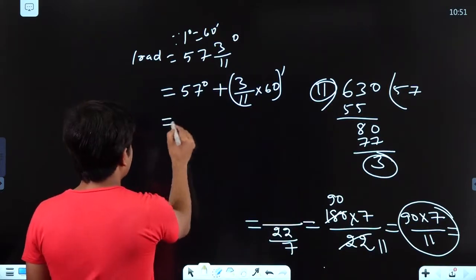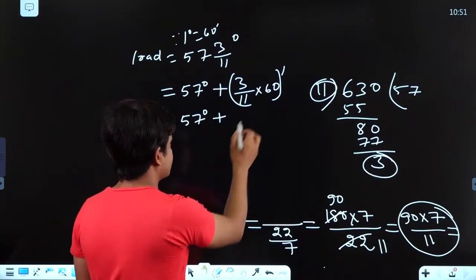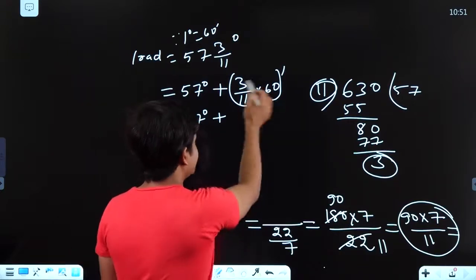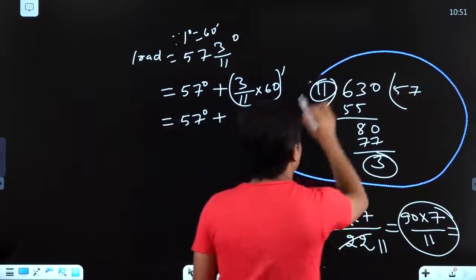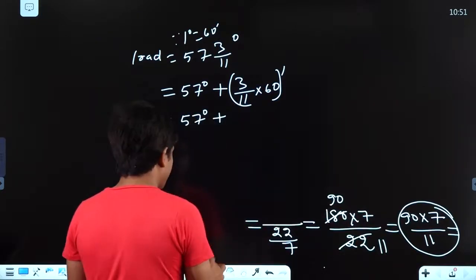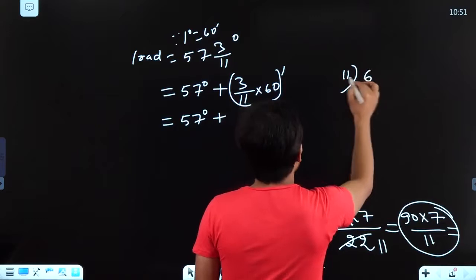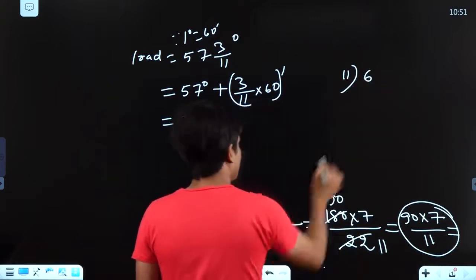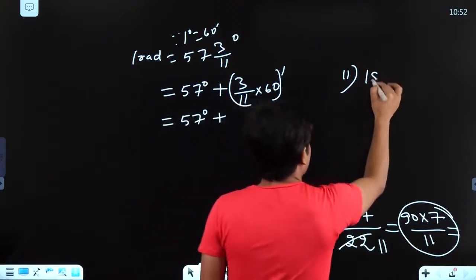So again we have to do something else over here. So this is 57 degree plus this is what? 180 upon 11. So again we will do some division. All right, which kind of division? We have to divide 180 by 11.